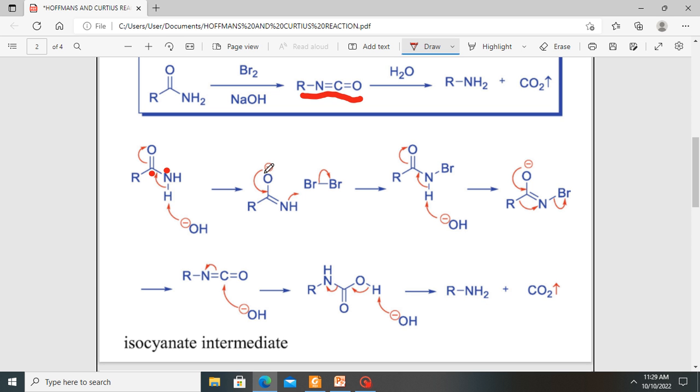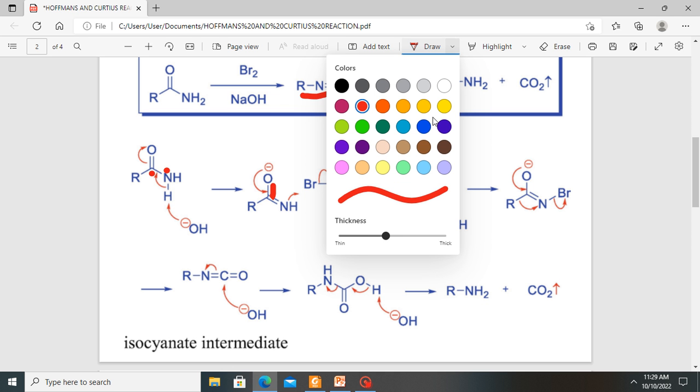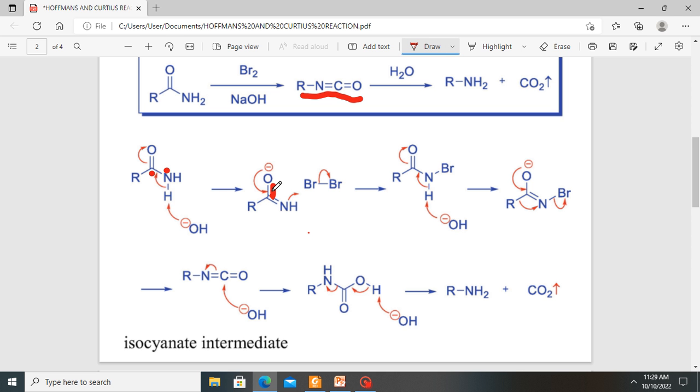Next, the oxygen forms back the pi bond, and this nitrogen gives out this bond to one of the bromines. So we get this intermediate. We have a new bond formed here with the giving of this pi bond to one of these bromines. So we get this bromoamide as an intermediate.